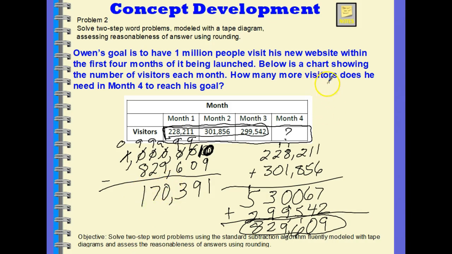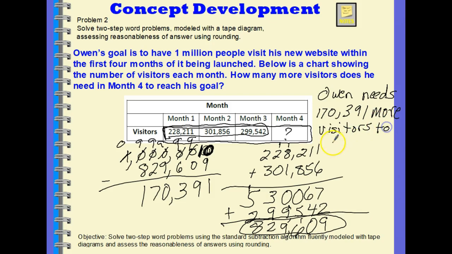So, Owen needs 170,391 more visitors to reach his goal. All right.